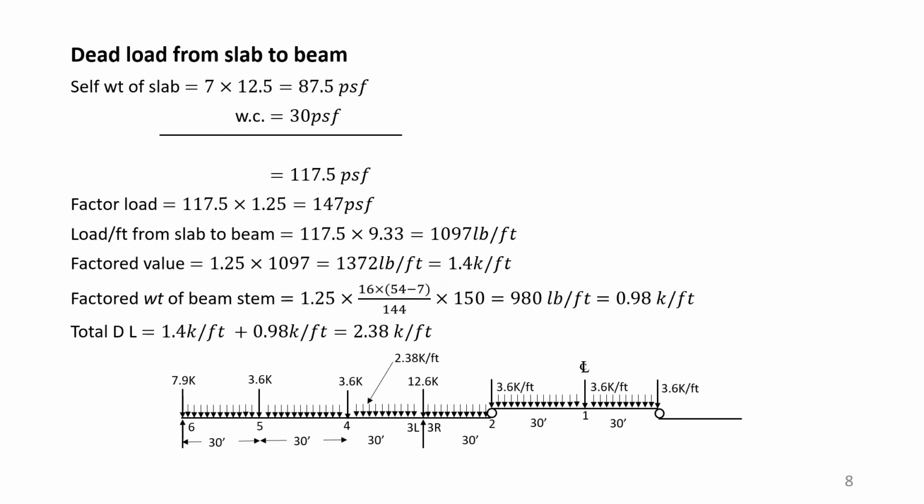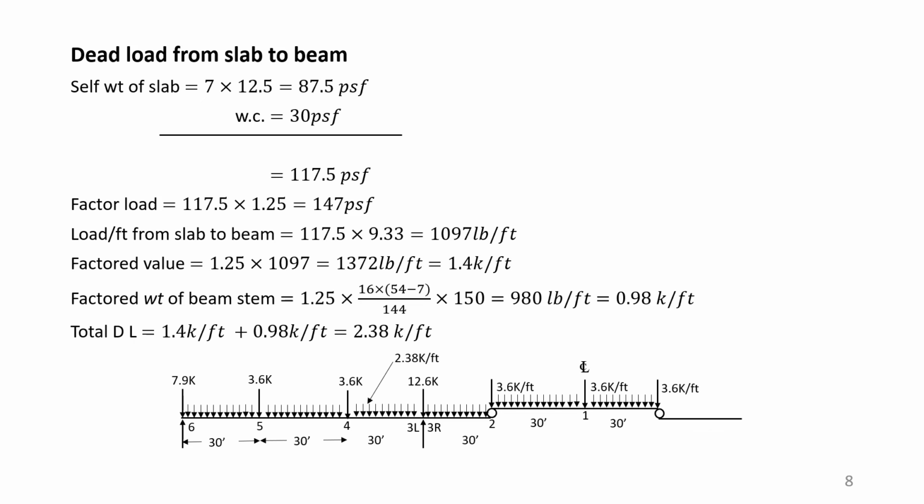Load per foot of slab to beam is 117.5 into 9.33, where 9.33 is the center to center spacing of the beam, and that gives a load of 1097. You have to use the factored value, 1.25 into 1097 is equal to 1372, and we have kept this by rounding the figure to 1.4 kip per foot.